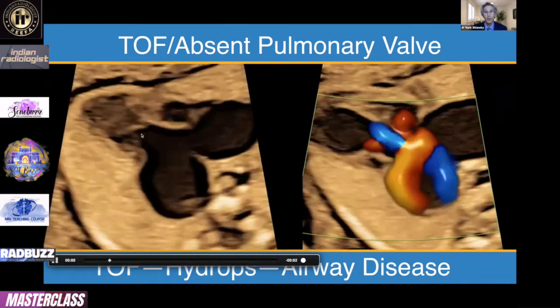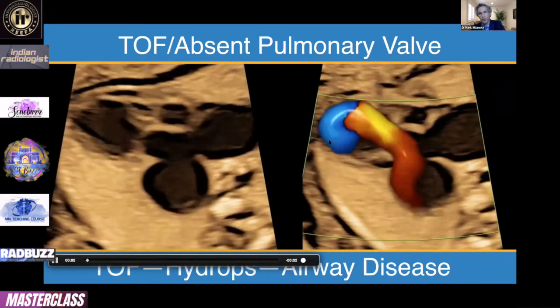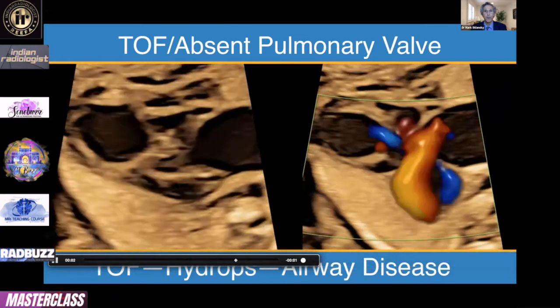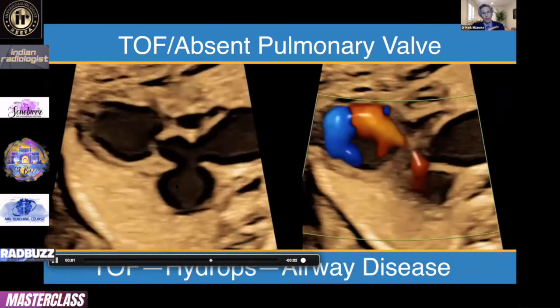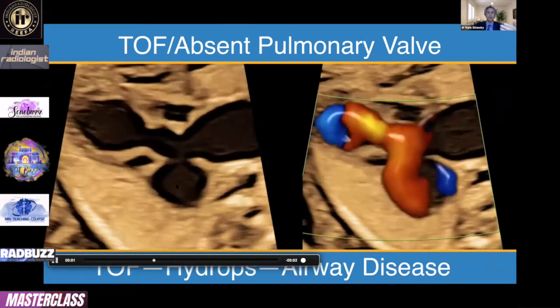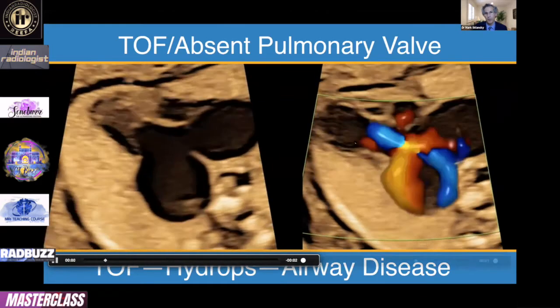There's usually no ductus, so blood flow goes across the pulmonary valve into the pulmonary arteries, and there's no ductus to escape. So it goes out, starts dilating the pulmonary arteries, and then you have primitive pulmonary valve tissue. So there's pulmonary regurg, which you can see on the right.